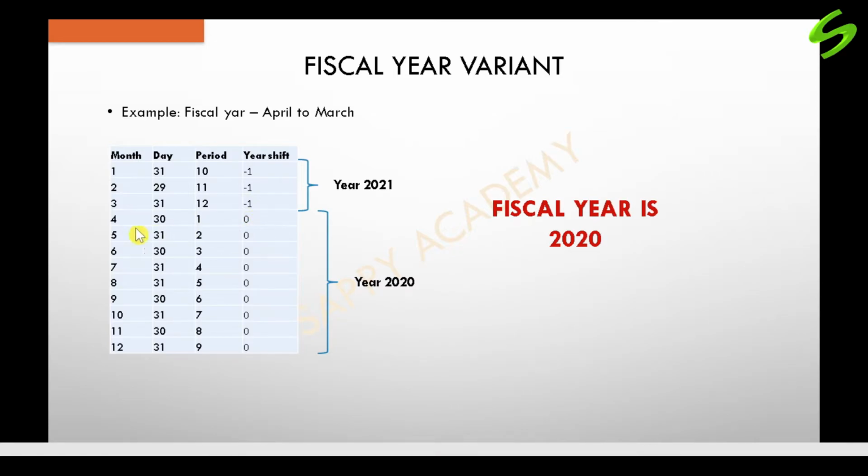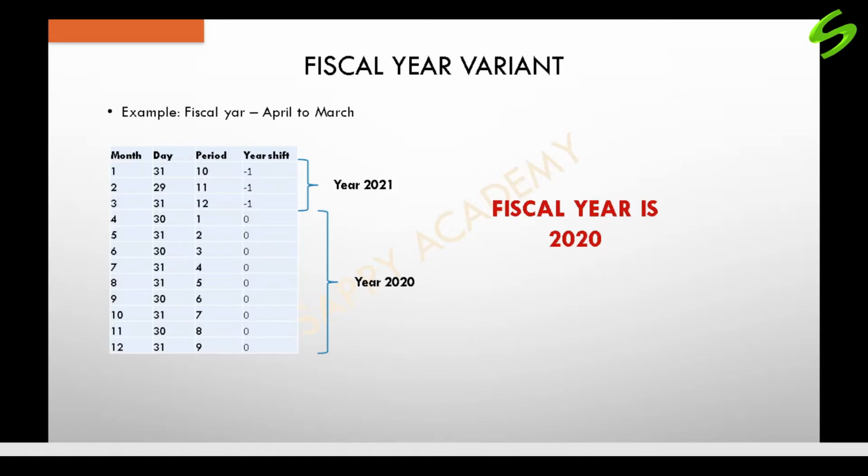Look at this. So for April to December, I have defined the year shift as 0. That means I'm telling the system to consider the fiscal year as 2020. Now, for January, February and March, I have given -1. So I am telling the system to actually go back 1 year and consider 2020 as the fiscal year for even these 3 periods. So for all these 12 periods, system will treat the fiscal year as 2020. So this is how we define the fiscal year variant using the year shift.